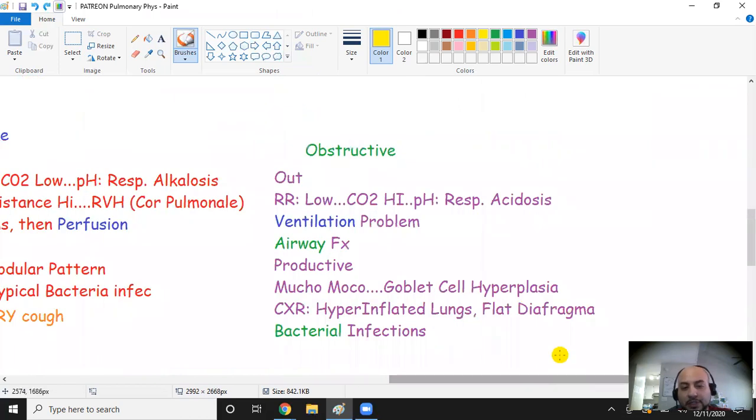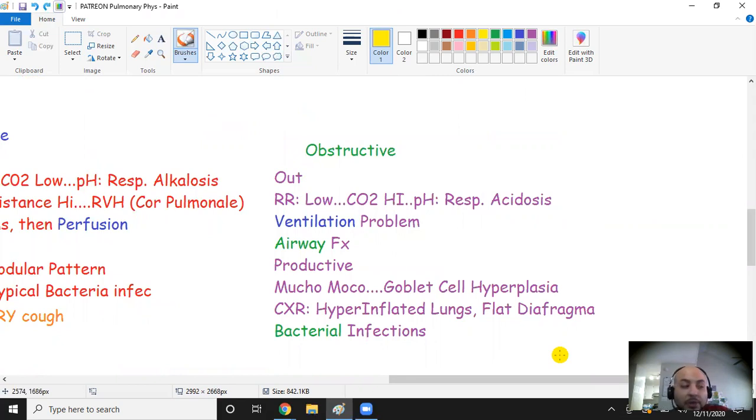Now, with obstructive lung diseases, O for obstructive, O for out. They have trouble getting air out. Their respiratory rate usually tends to be low. They're usually hypoventilating, and for that reason CO2 is high. Because CO2 is an acid, we have respiratory acidosis with obstructive lung diseases. Again, it's a ventilation problem. It affects the airways.